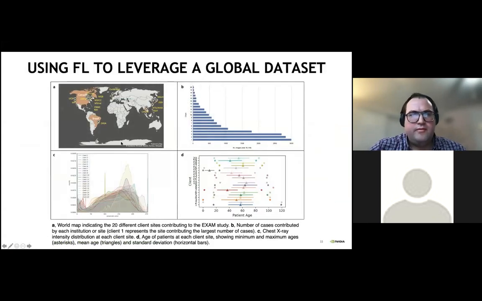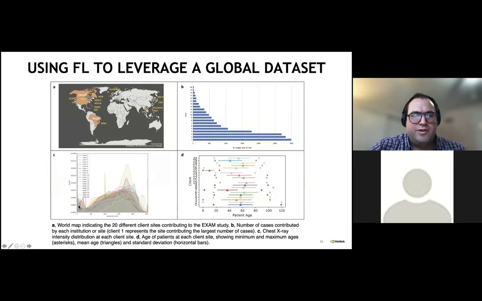So here we can see the global distribution of the different hospital sites. Also, we had a varied amount of data at different sites, depending on the stage of the pandemic. Basically, they would have more or fewer patients with symptoms of COVID arriving in the ER. So based on that, we had different data set sizes.